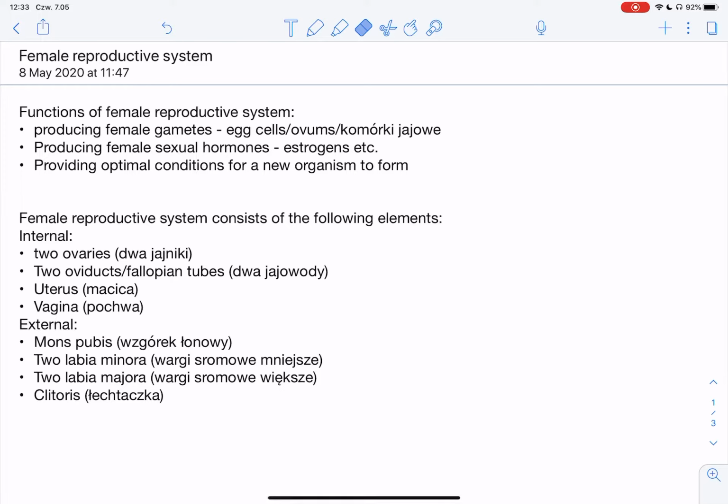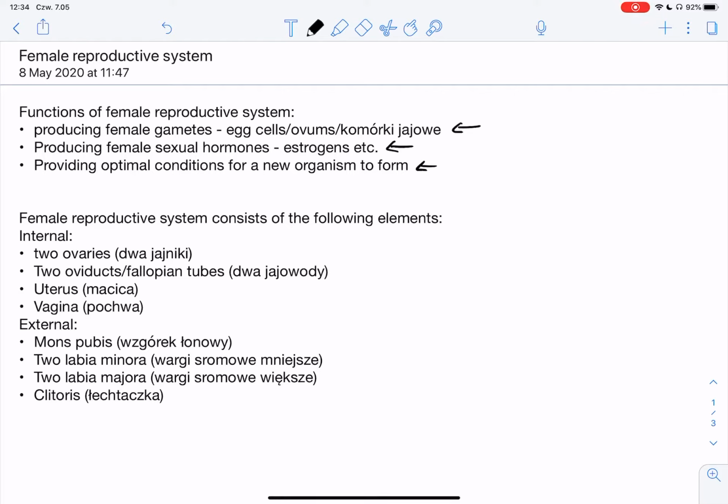So here, the first point is producing female gametes, which are called egg cells or ovums. Those two words are both correct. Po polsku to są komórki jajowe. The second responsibility is producing female sexual hormones, estrogens, and a few others. And the third one is to provide optimal conditions for a new organism to form.